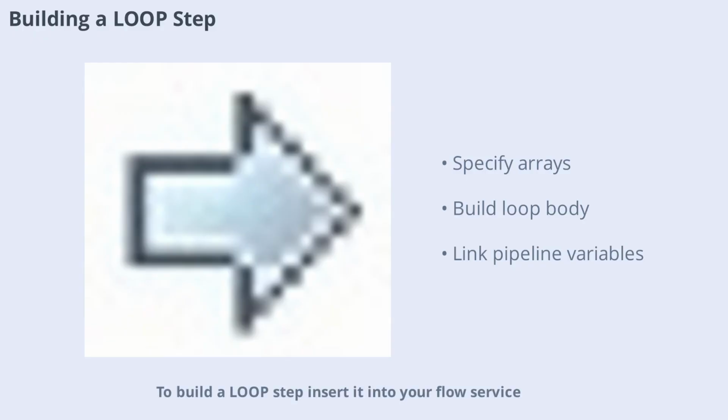Build a loop step, insert it into your flow service, specify input and output arrays, and build the loop body by adding child steps. Proper linking of pipeline variables ensures that each iteration processes individual elements correctly. Debugging and validation in Designer help ensure reliable execution.